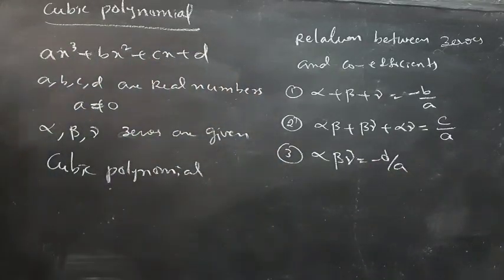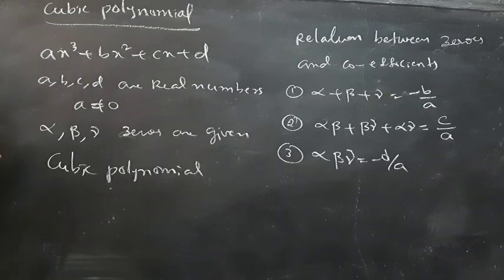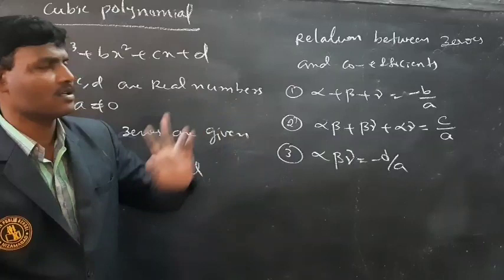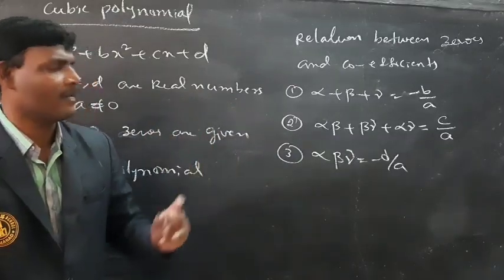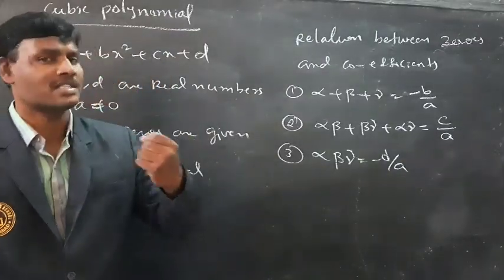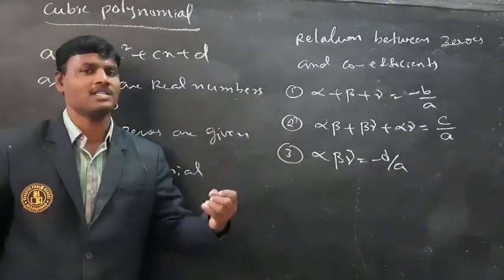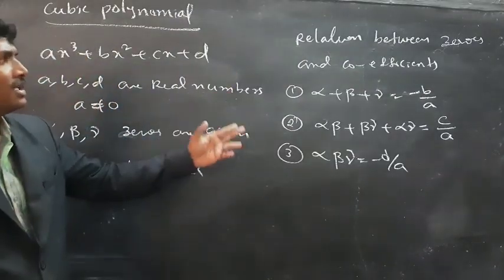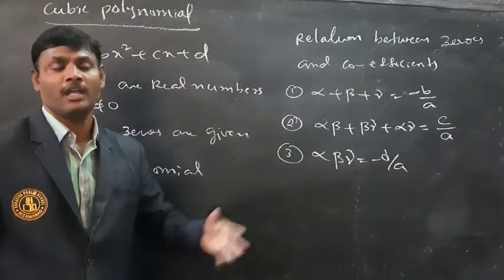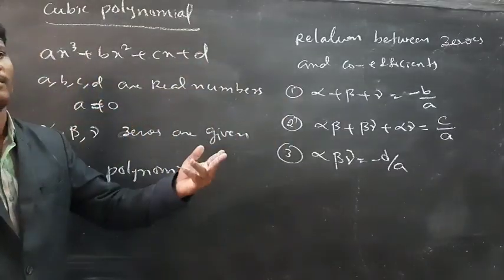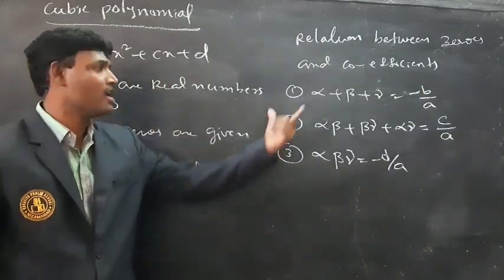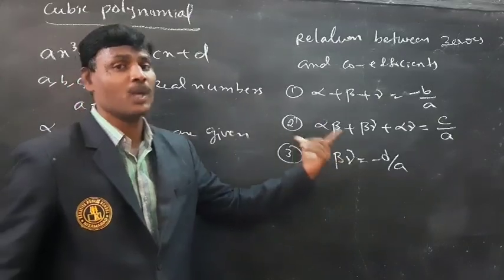So what are the formulas? Let alpha, beta, gamma be all the zeros of the given cubic polynomial. Alpha plus beta plus gamma is equal to minus b by a. Alpha beta plus beta gamma plus alpha gamma is equal to c by a. Alpha beta gamma is equal to minus d by a. This is the relation between zeros and coefficients of a cubic polynomial. Previously we discussed the quadratic polynomial: alpha plus beta is equal to minus b by a, alpha beta is equal to c by a.